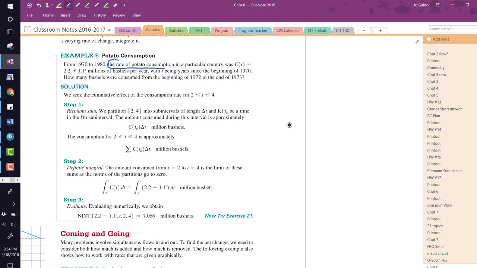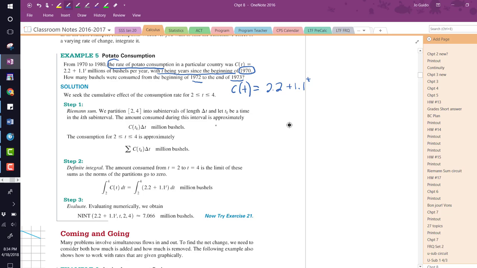So in this problem, we're given a function, which is the rate of potato consumption. Consumption is a function of time, and it's equal to 2.2 plus 1.1 to the t power millions of bushels per year. And the question says how many bushels were consumed from the beginning of 1972 to the end of 1973. However, the function starts out in 1970. So what we want to think about is that t is years since the beginning of 1970.